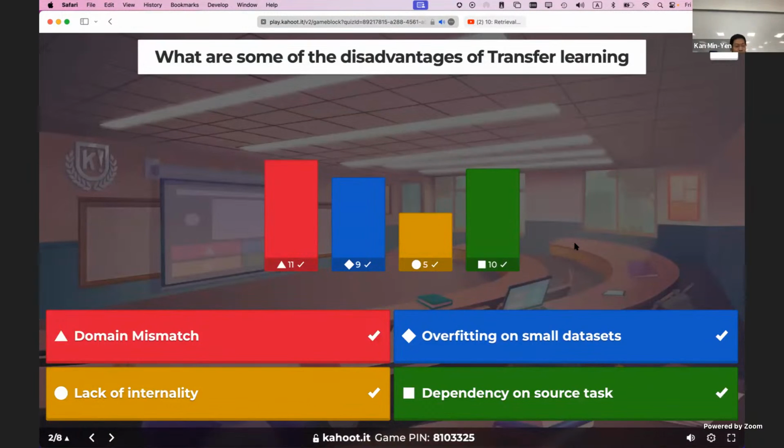Yep. So all of them are correct. Domain mismatch is when transfer learning is most effective when the source and target task domains are related. If they're too different, transferring knowledge could even be detrimental to performance. For lack of interpretability, it can be challenging to discern how much of the decision making is due to the source task knowledge and how much of it is due to the target task data. For dependency on source task, if a pre-trained model has bias or issues, they can propagate to the target task. So let's go to the next question.